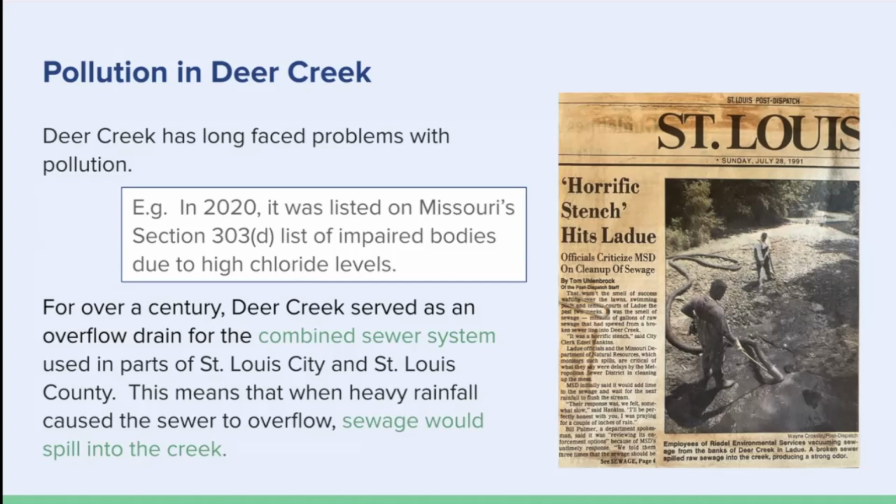And what that meant is when the sewer overflowed because of heavy rainfall, the sewage would go straight into Deer Creek. So here's a sort of related article from 1991. It's not the exact same thing, but a sewage pipe along Deer Creek broke, and a bunch of sewage poured into Deer Creek. And so there's a big cleanup, sort of a scandal. Again, not the exact same thing, because this is not just a normal overflow, but it still shows some of the limitations of the prior sewage system.